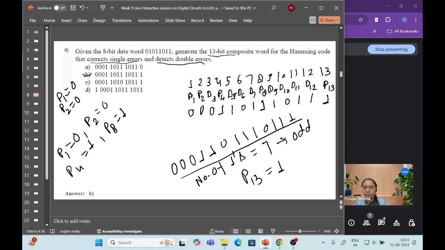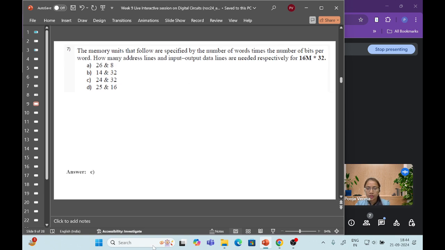Okay? So option B is the correct option. And this one is a 13-bit composite word. The 13-bit composite word for the Hamming code is this one. Okay. So I hope all of you understand this question. So moving to the next question.